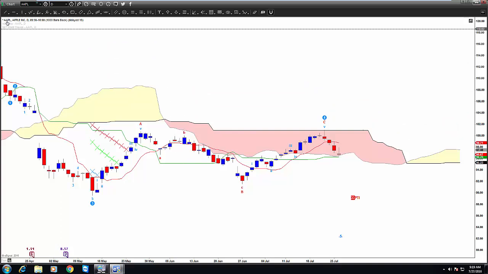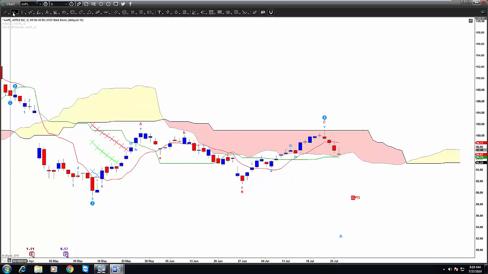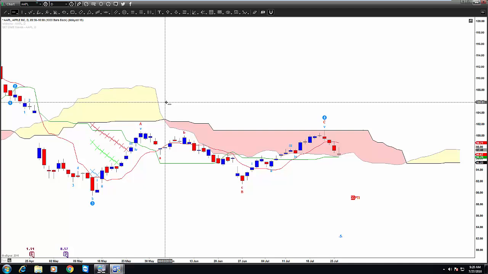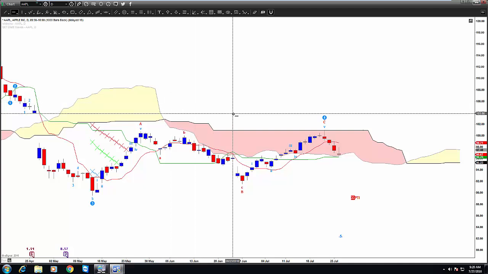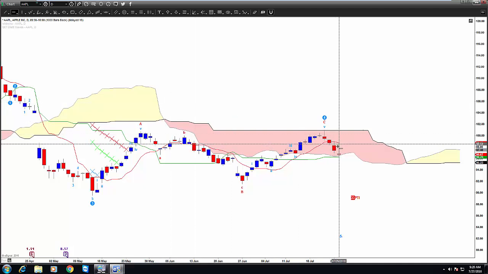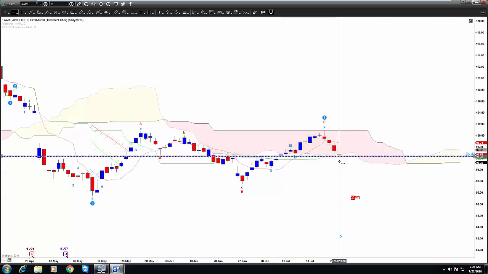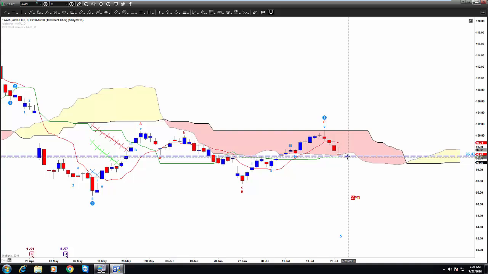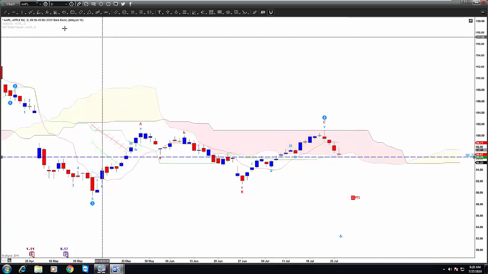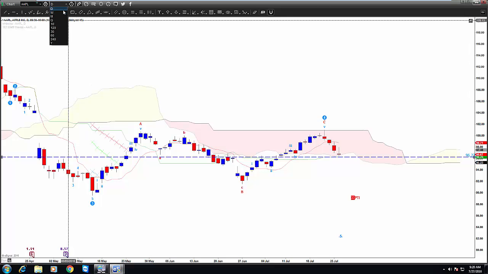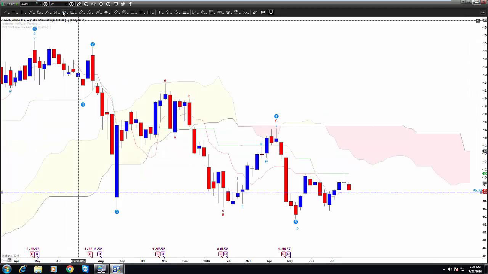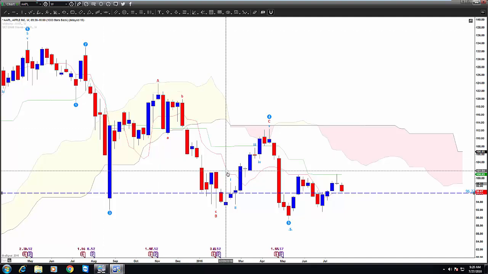Well, we've come out with this concept called IMTFs, okay, and that tells us with high probability what's going to happen. So the key thing here is that the support that we have here is the bottom of the cloud and also this green line here, which is the Kijun-sen. So I'm going to draw a line here on the Kijun-sen, which is the daily time frame. And then I'm going to do an IMTF scenario where I'm going to go to the weekly time frame and see if there's a match.